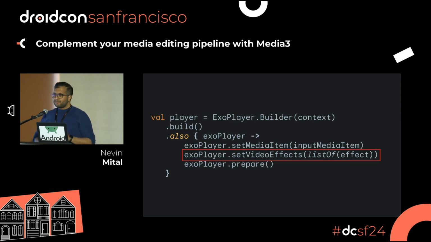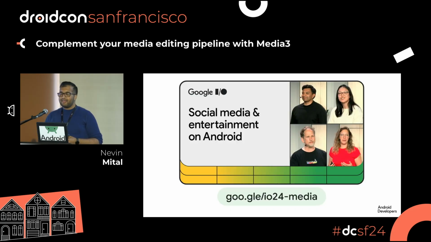Note that there are some limitations to this. For example, it doesn't work with DRM protected content, and set video effects needs to be called before you call prepare. For more examples, including showcases of developers who are already using Transformer in their app and seeing significant improvements in performance and reliability, I highly recommend checking out our talk from Google I/O this year.